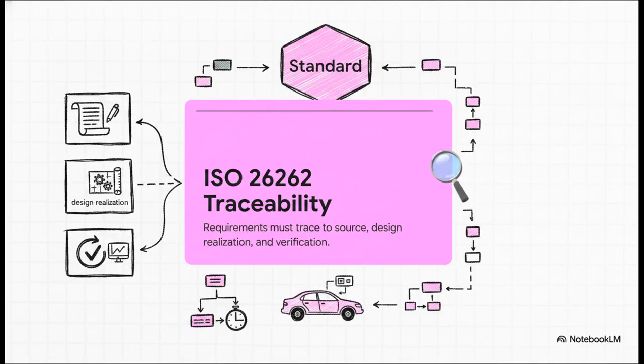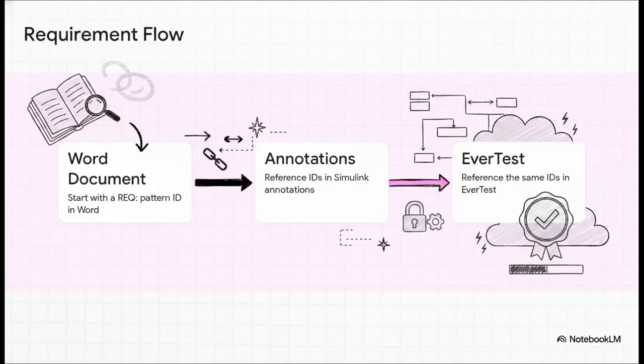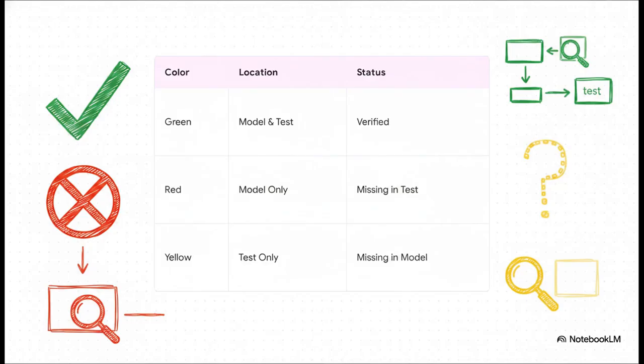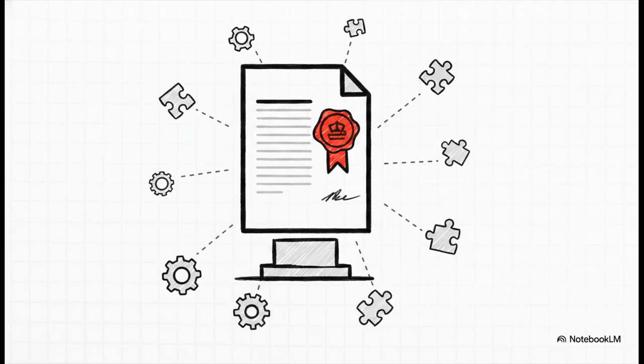Okay, let's talk compliance. ISO 26262 demands absolutely rock-solid traceability, from source all the way to verification. You can seamlessly trace unique IDs from Word right into your Simulink annotations and straight into EverTest. The traceability matrix makes it foolproof. Green is verified, red is missing, and yellow? Just pending. The real payoff here? Every single run spits out an audit-ready, fully traceable HTML report, automatically.